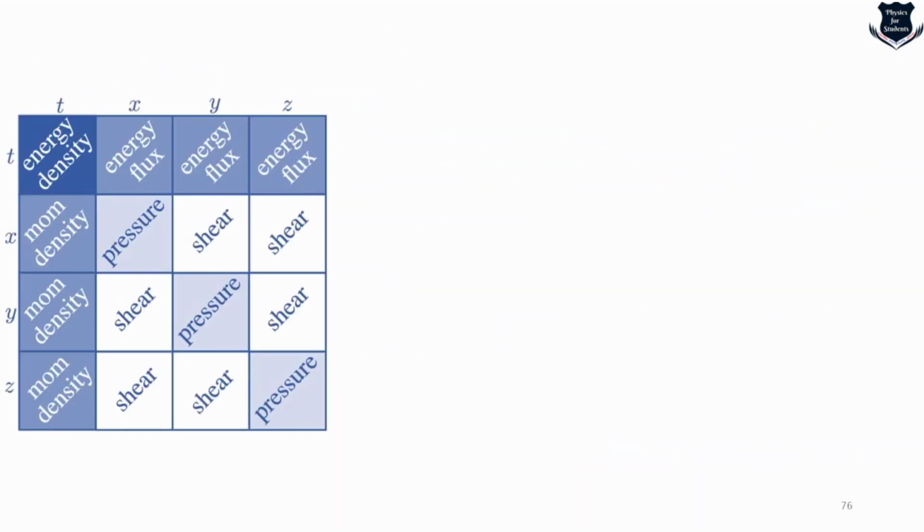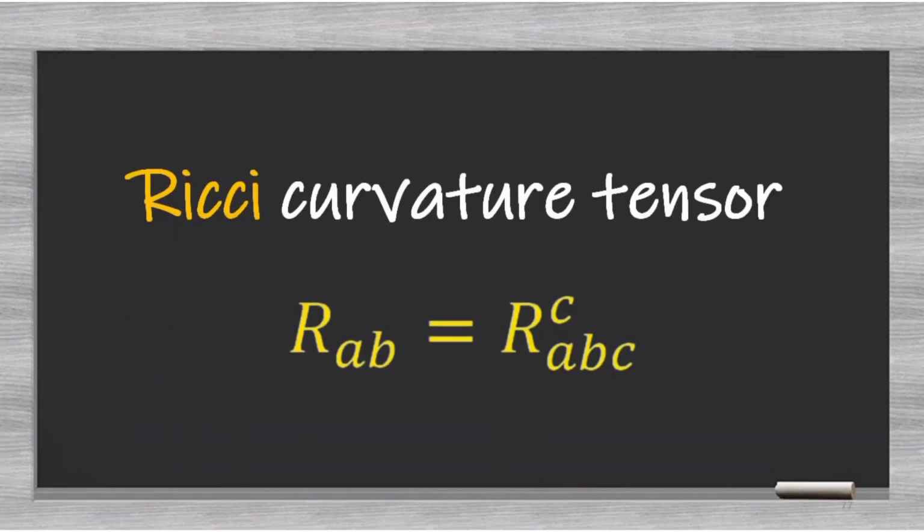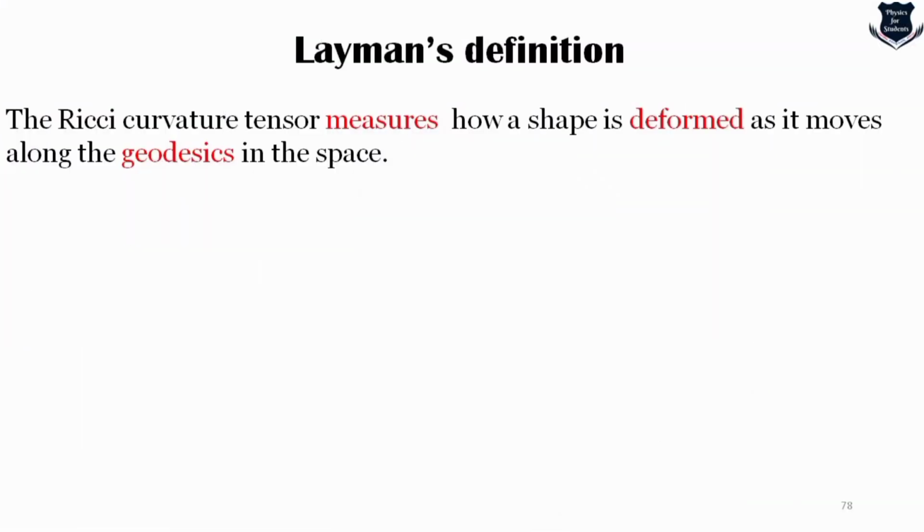So here it is, the final quadrant. We have covered energy density, the energy flux which moves through space from one point to another, the momentum density, and the stress tensor. We come next to what is called the Ricci curvature tensor, and I will try to explain it quite easily. Ricci curvature actually measures how a shape is deformed as it moves along the geodesics.